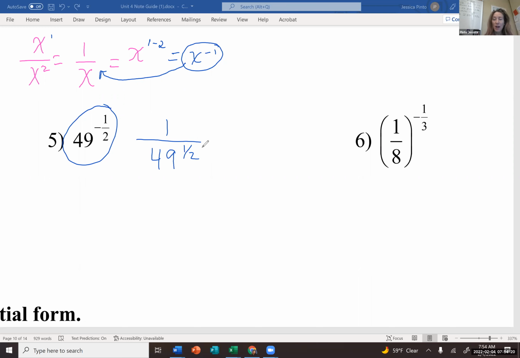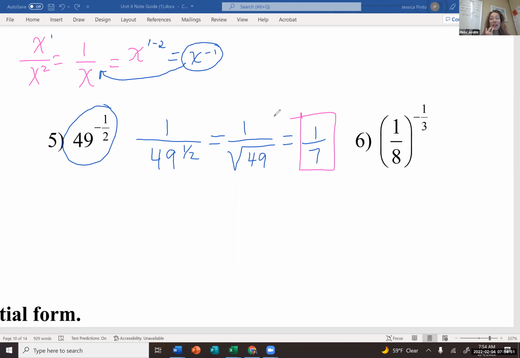Once I move it to the bottom, it's no longer a negative exponent. Now I've performed the operation of being a negative exponent. So now I'm going to convert. So now I'm going to think of this as 1 over 1/2, which is just the regular square root of 49. And yay, the square root of 49 has a simple answer of 7. So this is our final answer for number 5.